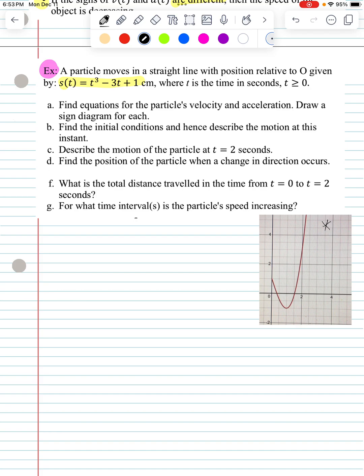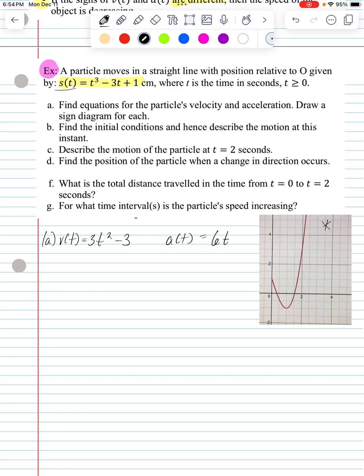So the first says, find the equation for the particle's velocity and acceleration. So velocity is just the derivative of position. So like what we were doing in optimization and when we were doing graphical analysis, we're going to take the derivative of s of t. We typically write this as v of t. So we'll get 3t squared minus 3. And then to find the acceleration function, we take the second derivative of the position function. So this would leave us with 6t.